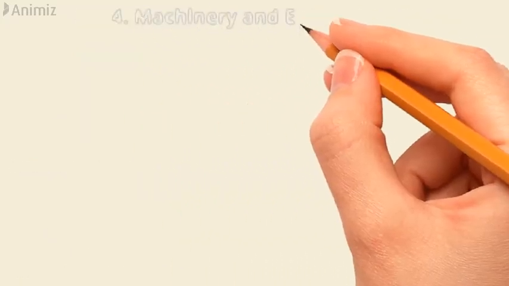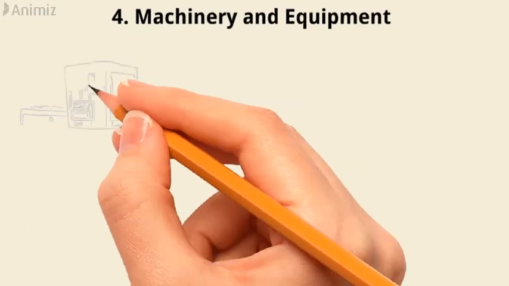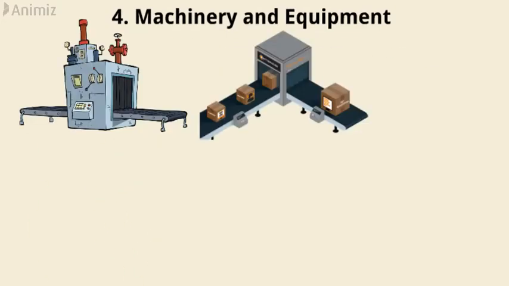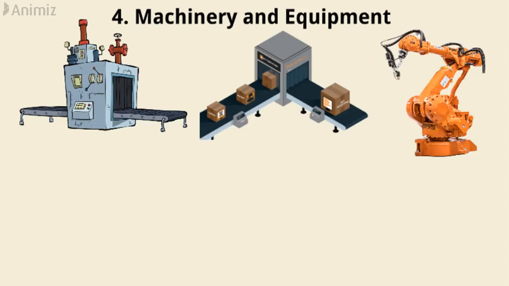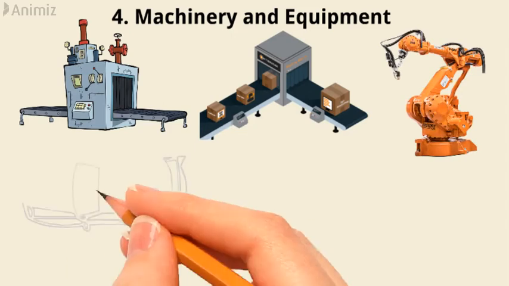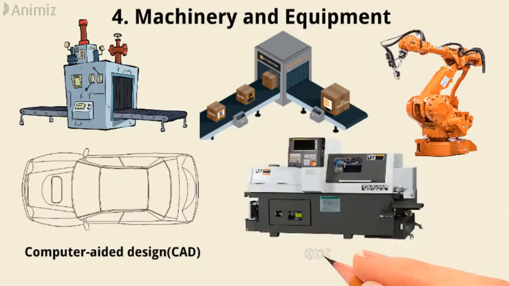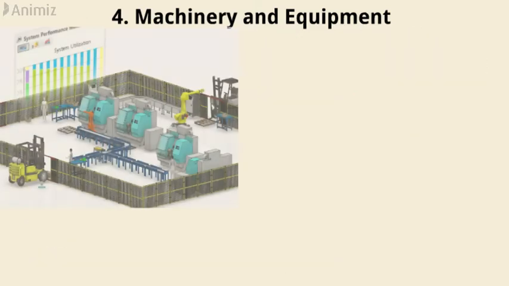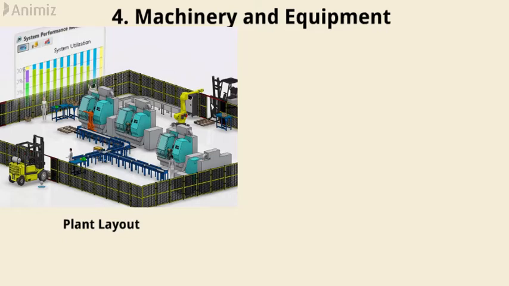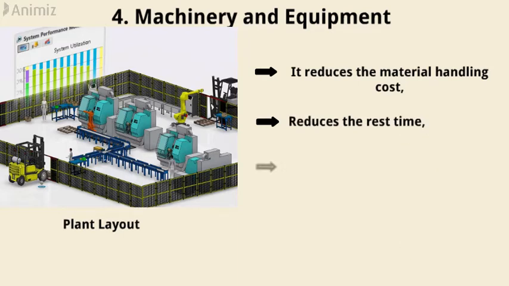4. Machinery and equipment. Machines, conveyors, robots all are important factor in productivity. Computer-aided design and CNC have become essential ingredient in productivity improvement. It helps to make complicated parts very easily. And, the proper layout of the plant and machinery is very important to increase productivity. It reduces the material handling cost, reduces the rest time, thus improve productivity.